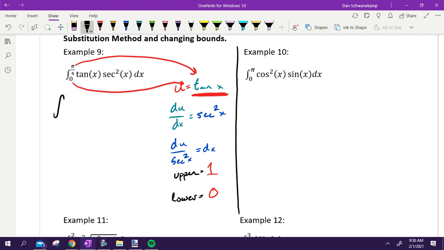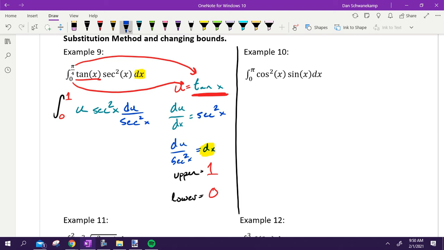We're going to set it back up. We're going to substitute in everything. It's not going to be in terms of x anymore. My lower bound is going to be 0. My upper bound is going to be 1. I'm not going to write tangent of x. Instead of tangent x, I'm going to put the letter U. Secant squared x. Sure, that's fine for right now. And then I'm going to substitute in for dx. For dx, I'm substituting in du over secant squared x.